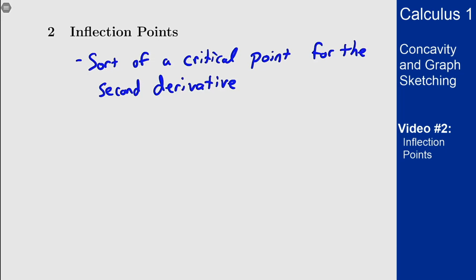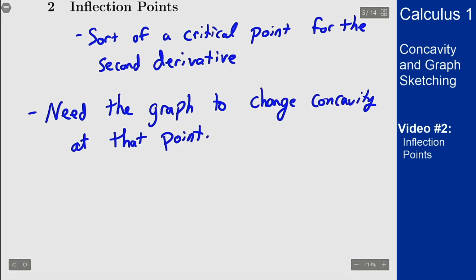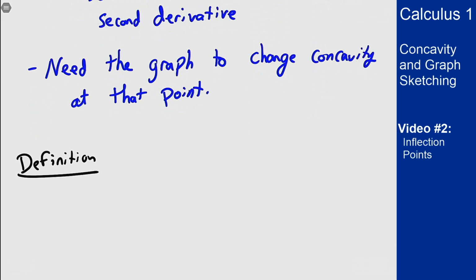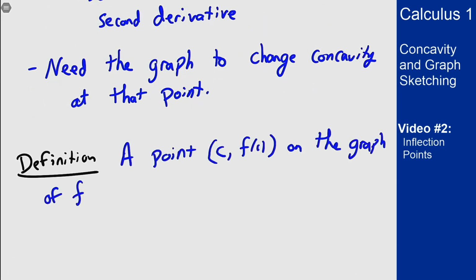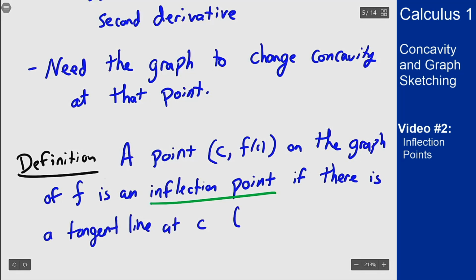So it goes from either concave up to concave down, or concave down to concave up. If the function has the same concavity through the point, then it's not an inflection point. So our definition here is the following. We have a point (c, f(c)) on the graph of the curve. This is an inflection point if that point on the graph has a tangent line, by that I mean f prime of c exists, and the concavity switches sign across c.